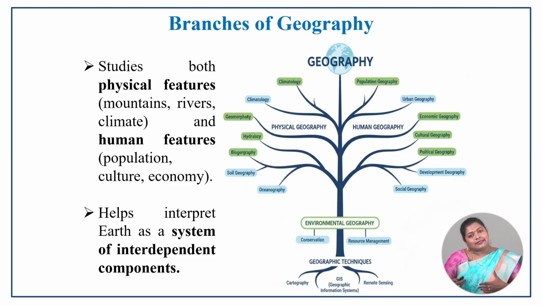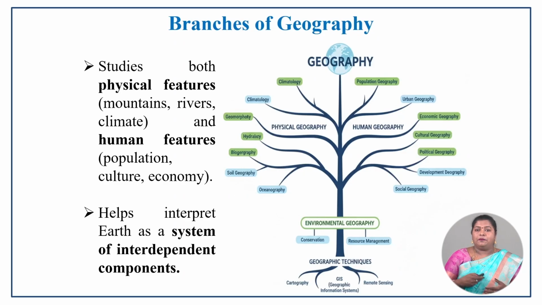And the next important branch is human geography. Human geography deals with man's interaction, that is, human beings interacting with the earth's surface. What are all the branches which come under human geography? They are economic geography, urban geography, agriculture geography, population geography, social geography, cultural geography and industrial geography.